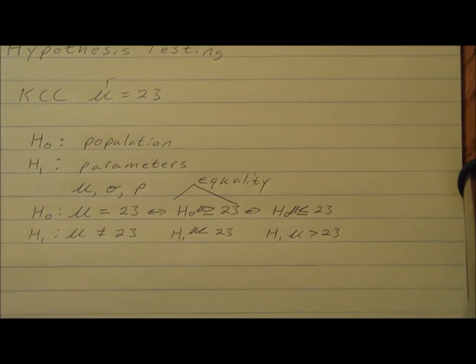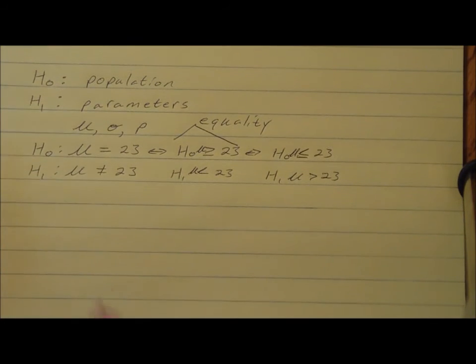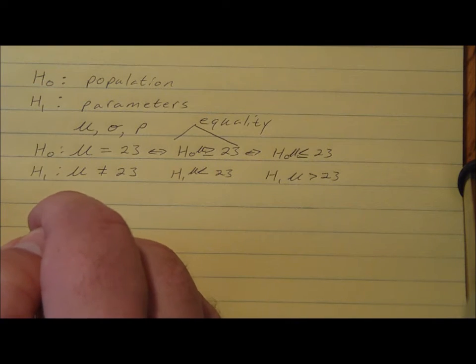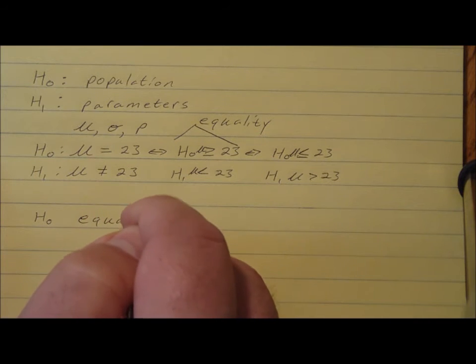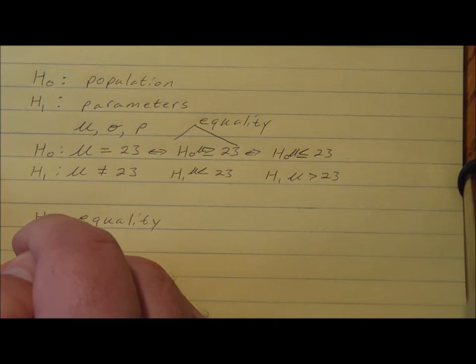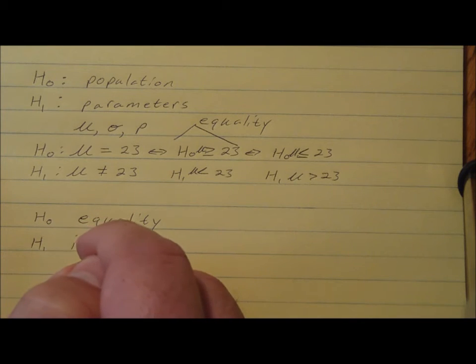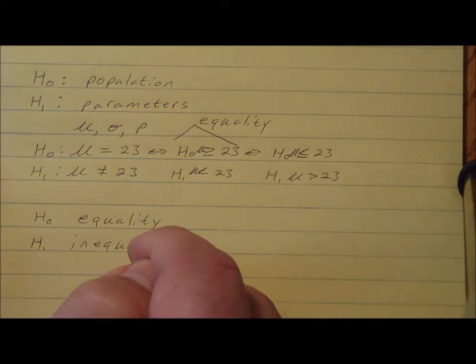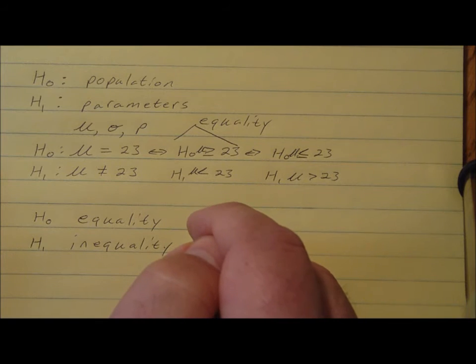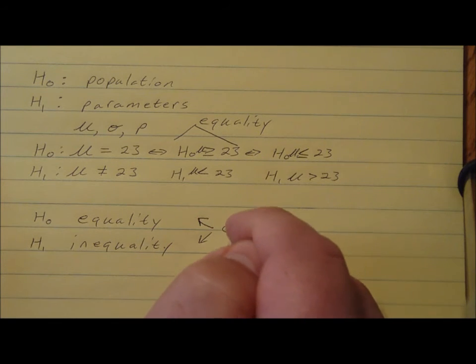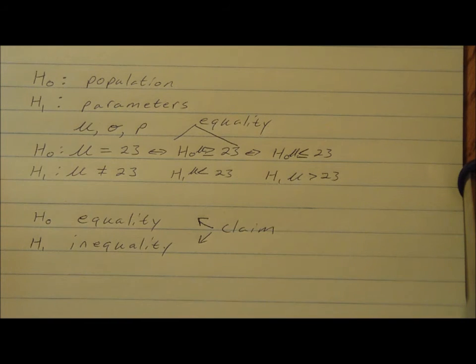So what we have so far is that the null hypothesis is going to have equality. The alternative is going to have inequality to it. Now, whenever we're making a statement, we can always make the statement saying that it's equal to, or we could make a statement that it's less than. But whatever the statement is, that is what the claim is going to be. And so the claim can actually be either one of these. The claim is what is written out.